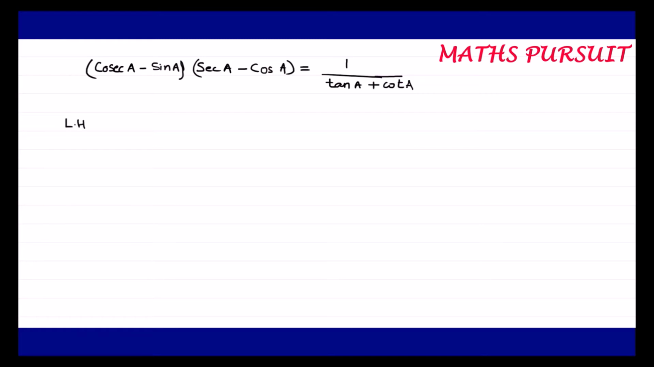Now the left hand side of the equation is given by (cosec A minus sin A) into (sec A minus cos A). So this is being given in the left side of the equation. Now guys, each and every time, I have told you, wherever we get cosec and sec in comparison to sine and cos, let us convert this cosec and sec into sine or cos.